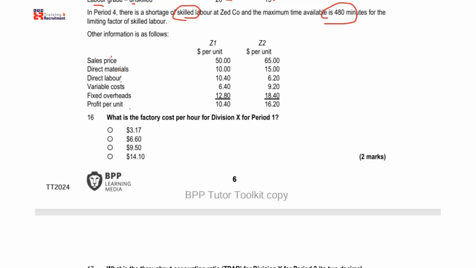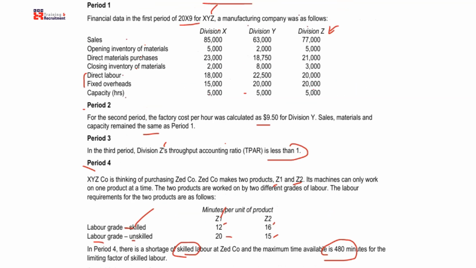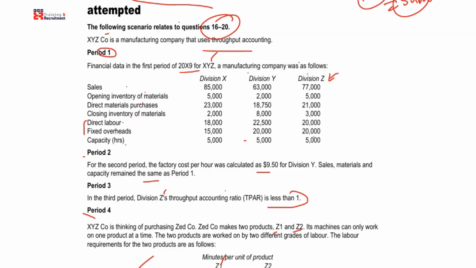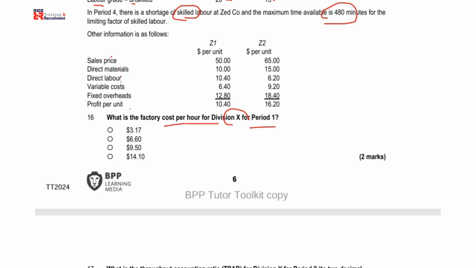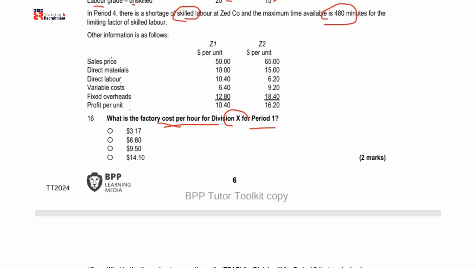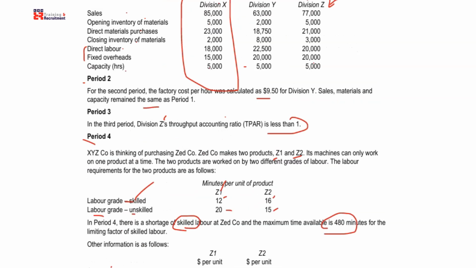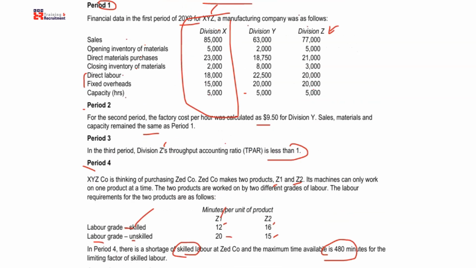What is the factory cost per hour for division X, period 1? Oh, this is a big question. So you go to division X of period 1. This is my period 1. This is my division X. And what is the requirement again for 2 marks? Cost per hour. Your cost is direct labor and fixed overhead.